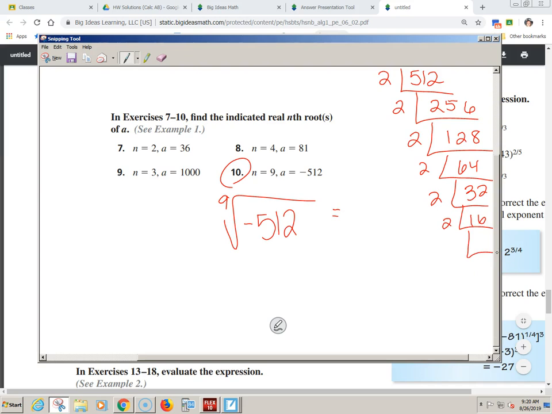16 divided by 2. Wait, we all know that. 16 divided by 2 is 8. 8 divided by 2 is 4. 4 divided by 2 is 2, divided by 2 is 1. Okay, how many do we have? 1, 2, 3, 4, 5, 6, 7, 8, 9.